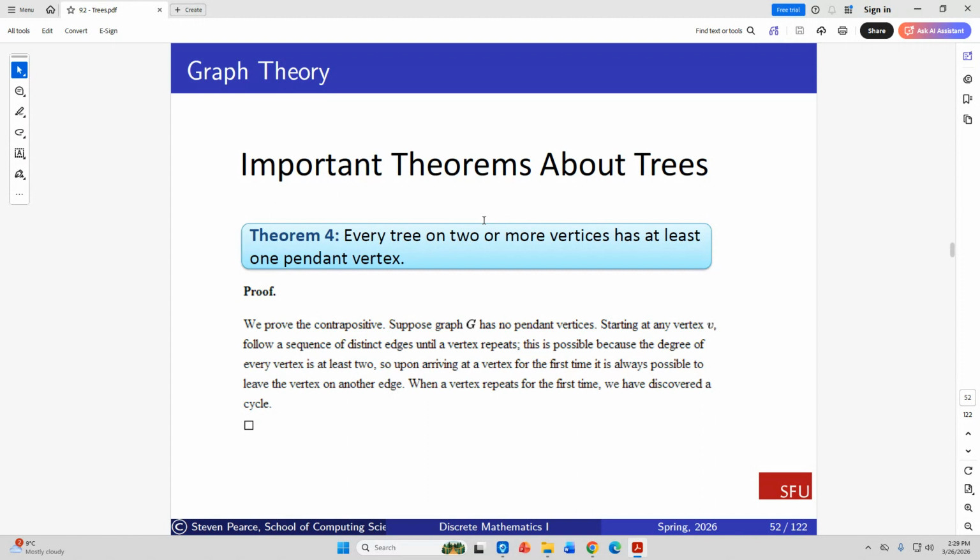Therefore, proof by contrapositive. You see how that works? We're assuming that there are no pendant vertices, and then we argue it is not a tree. And that's what we get here because we have cycles. If you have a cycle, there's no tree.